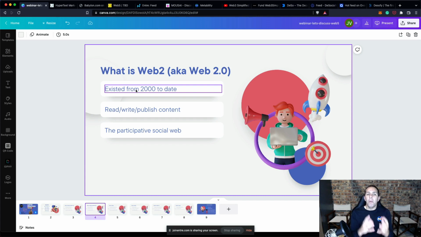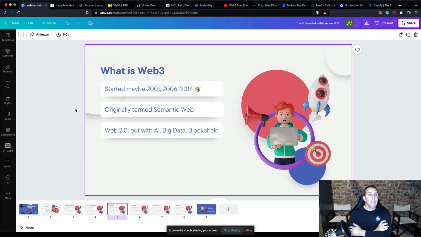This is the power of Web 2. This is what it gave us. So Web 3 started as far back as 2001. It depends on how you see it, because Web 3 sort of evolved as the years went by. But at some point it started in 2001. Web 3.0 was coined in 2006. Web 3 itself, it removed the .0, was coined in 2014.